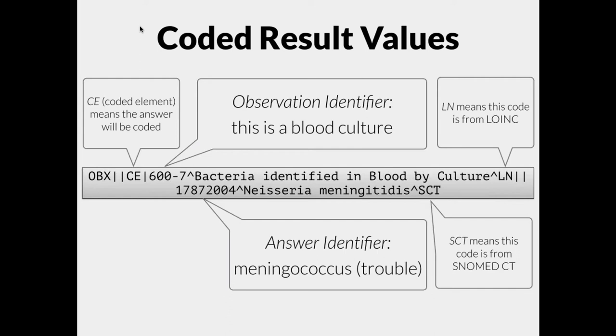The first slot there is still the observation identifier. You see the LOINC code there, and it's saying this is a blood culture. The code there comes from LOINC. That's what the LN stands for. But then further down the row in OBX5, you see a code coming from SNOMED, which is indicating the organism, or the value of what was found in this culture. Here you see an illustration of the classic example of using LOINC as a question identifier, SNOMED CT as an answer identifier, all in the context of an HL7 exchange.